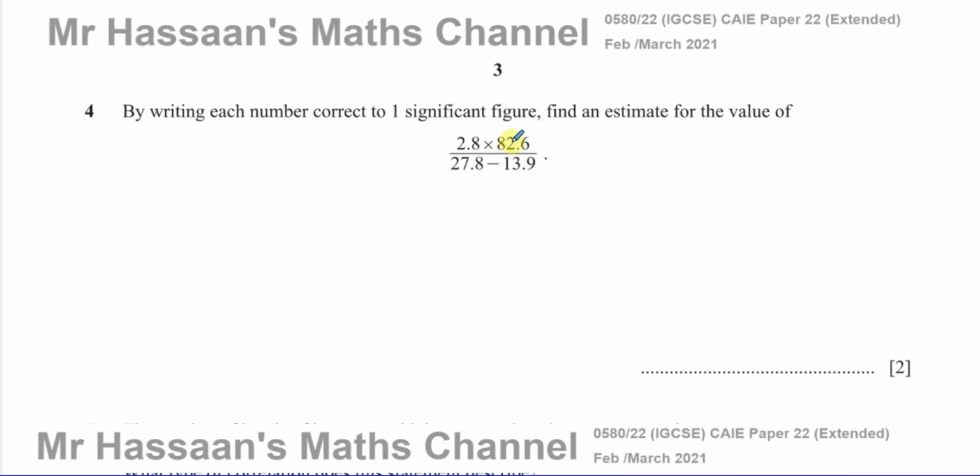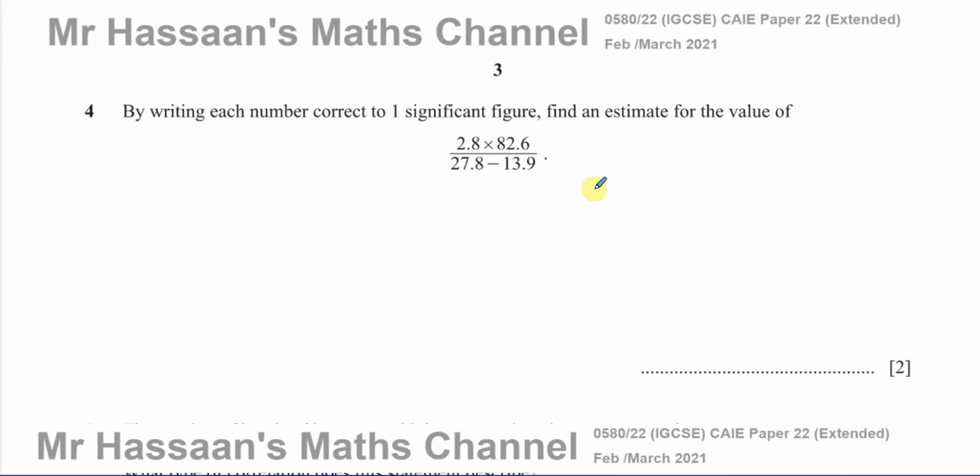But that's not what the question is asking you to do. It's not asking you to put this in your calculator, find the answer, and round the answer to one significant figure. It's saying by writing each of these 4 numbers correct to one significant figure, and then using that version of those numbers, basically the rounded version of each number, then estimate the value of this calculation. So that's what the question is actually asking you to do. You must answer the question that is being asked.